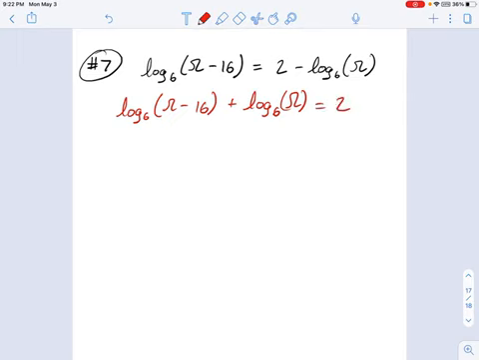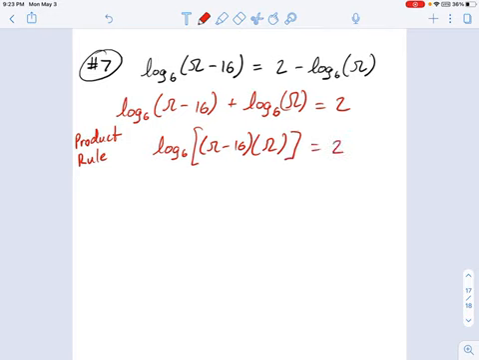Okay, and now, according to the product rule, when you add two logarithms together, we can write that as the logarithm of a product. So we get log base 6 of, what's inside here? We get omega minus 16 times omega, and that's going to be equal to 2.